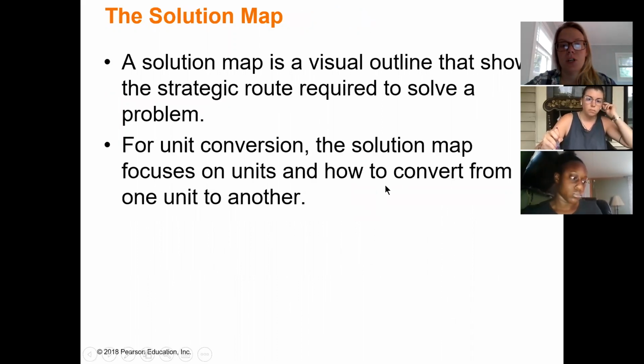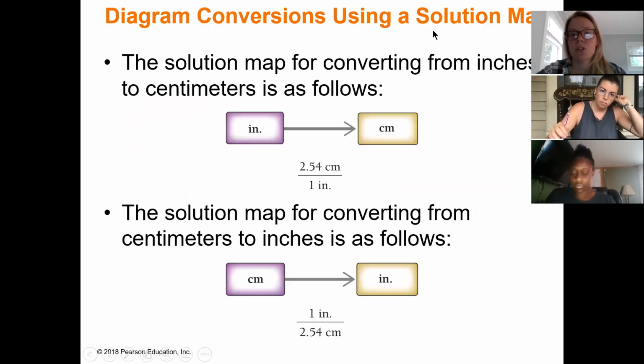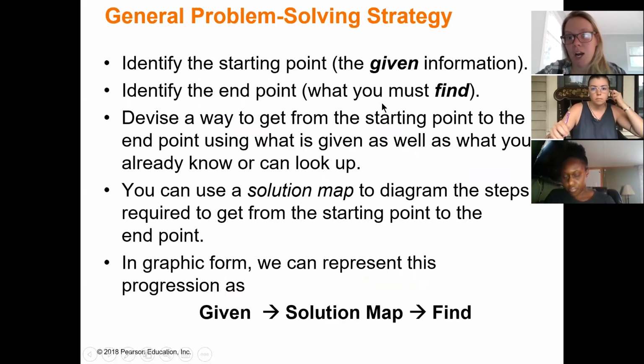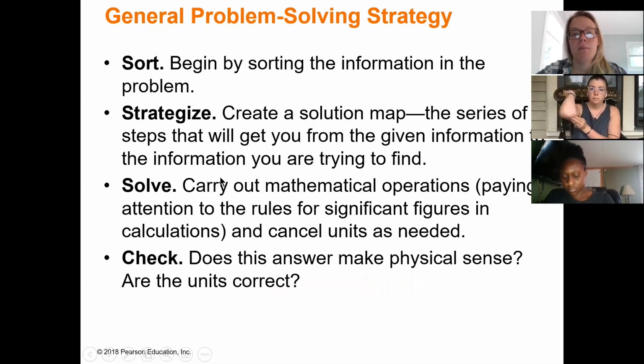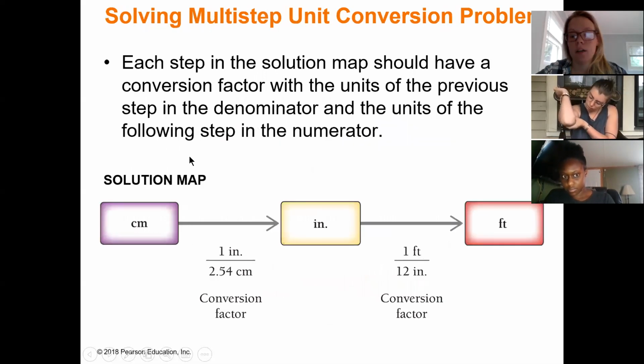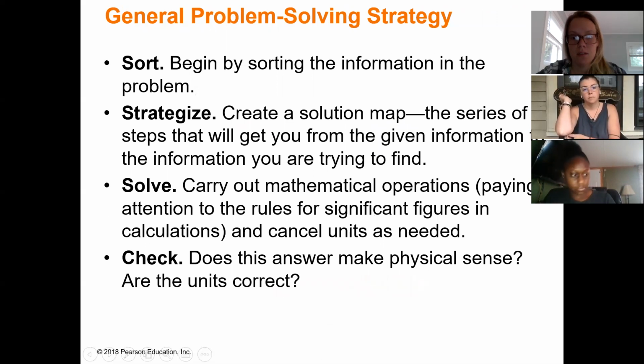So the slides here specify making a solution map, which you'll see me do, where I write what I'm starting with, where I'm ending, I put boxes around it and an arrow. So problem solving: identify the starting point, identify the ending point, critical think to figure out how you're going to get there, maybe use a solution map, strategize, solve, and check. Okay, so let's do a couple of these.